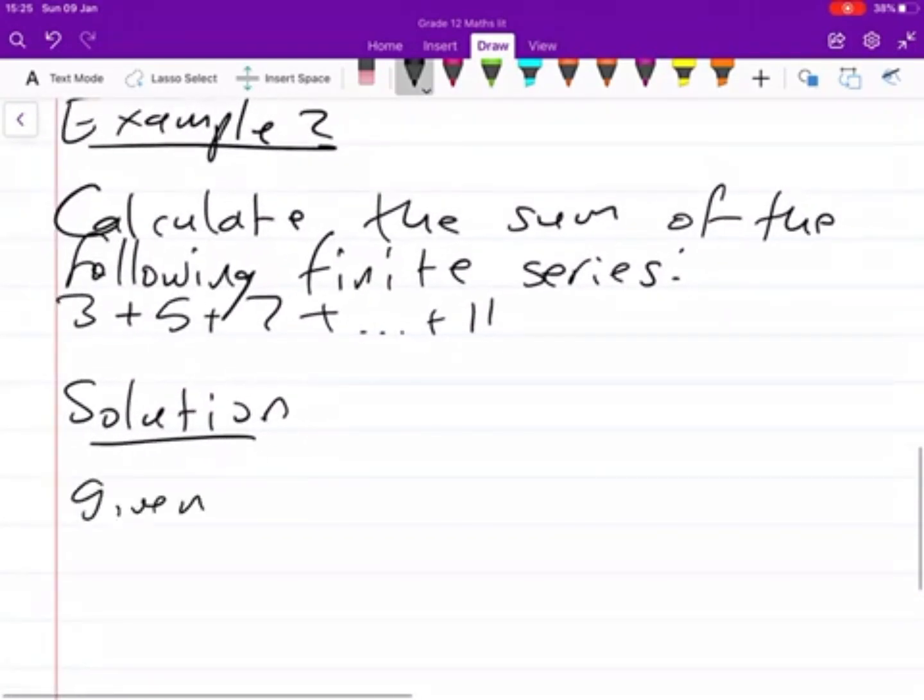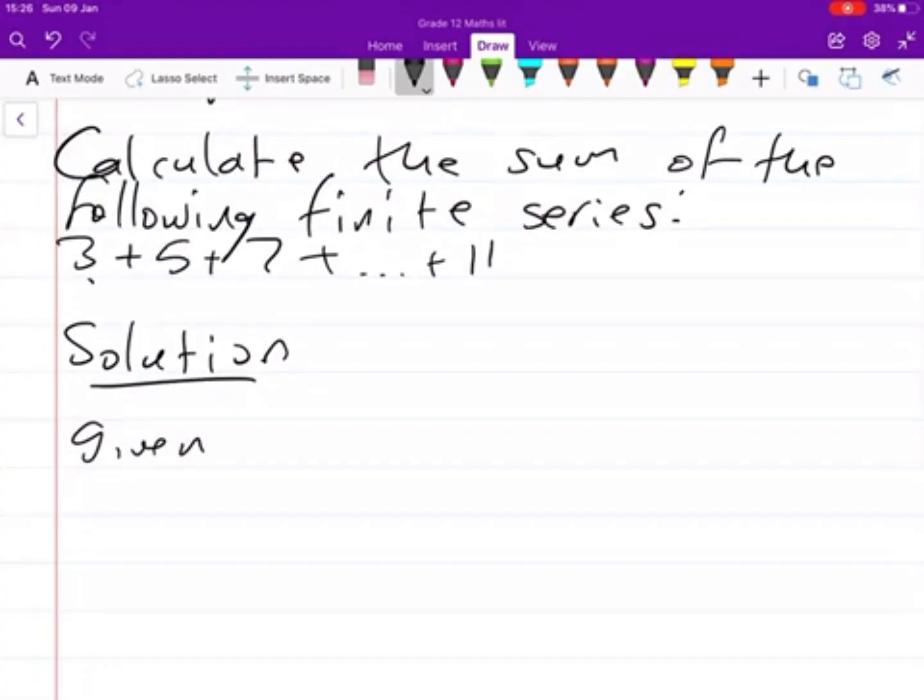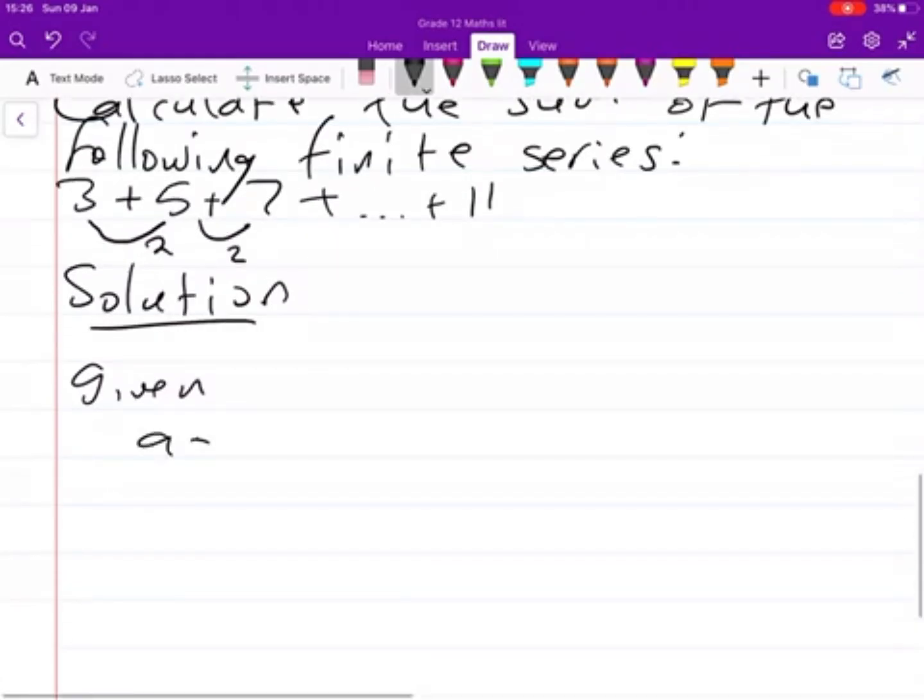Well, what are we given here, guys? And of course, you can see that for us to get from here to here, we are adding 2. For us to get from here to here, we are adding 2. So we are given that our first term is 3. Our common difference is 2, and this time we are given the last term.